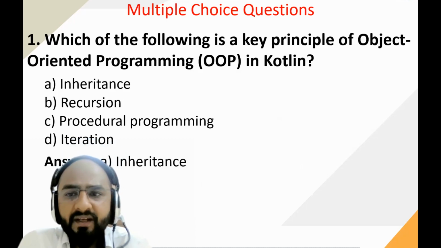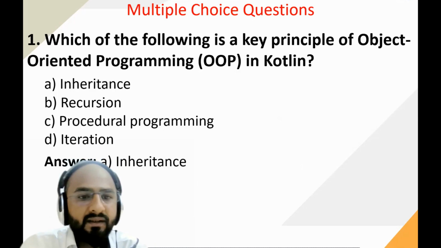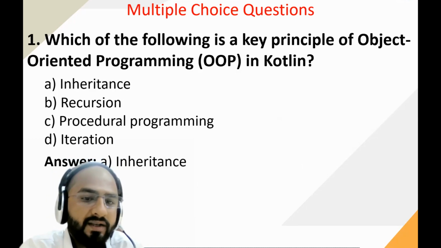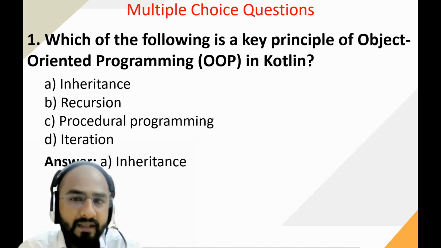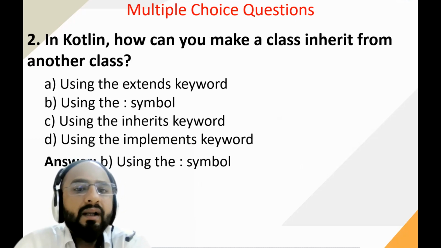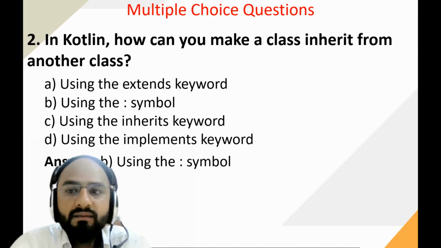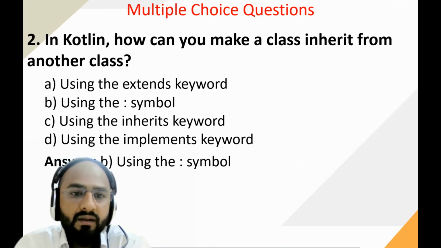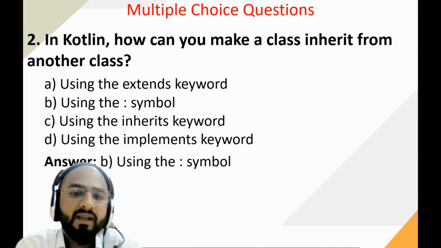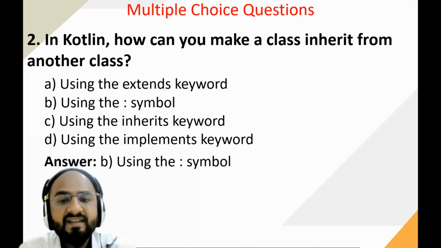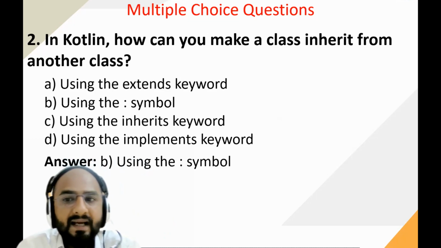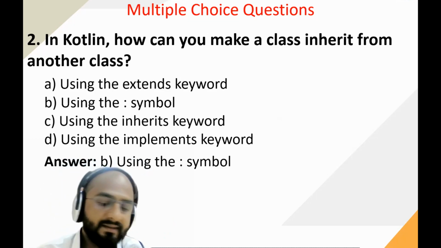Let's have some MCQ questions. Which of the following is a key principle of object-oriented programming? Inheritance, recursion, procedural programming, or iteration? So the right answer is inheritance, a key principle of object-oriented programming. Second question. In Kotlin, how can you make a class inherit from another class? A, by using the extends keyword; B, by using the colon symbol; C, by using the inherit keyword; D, by using the implements keyword. So the right answer is B. By using the colon symbol, you can make a class inherit from another class.